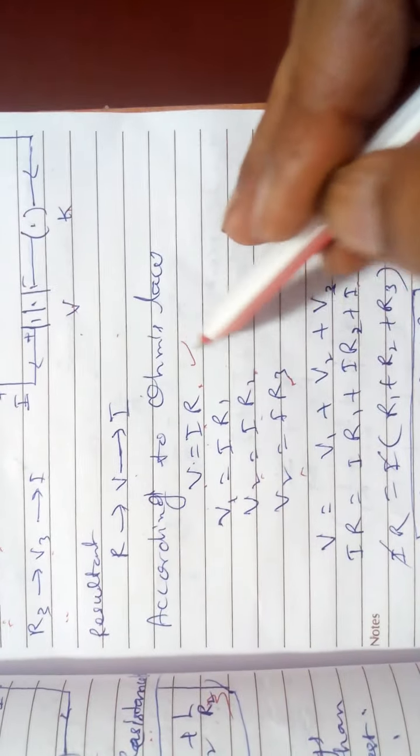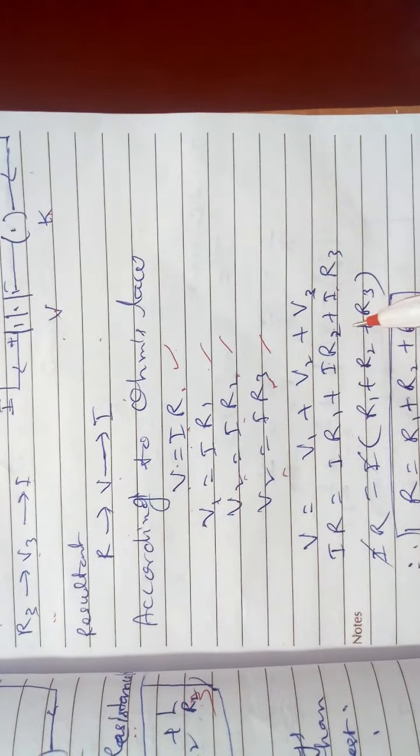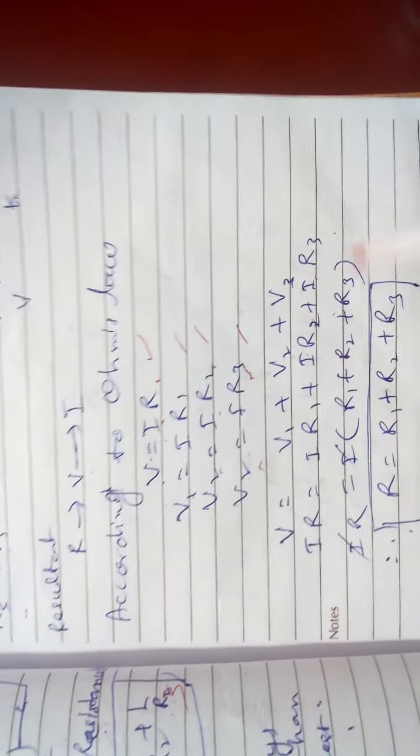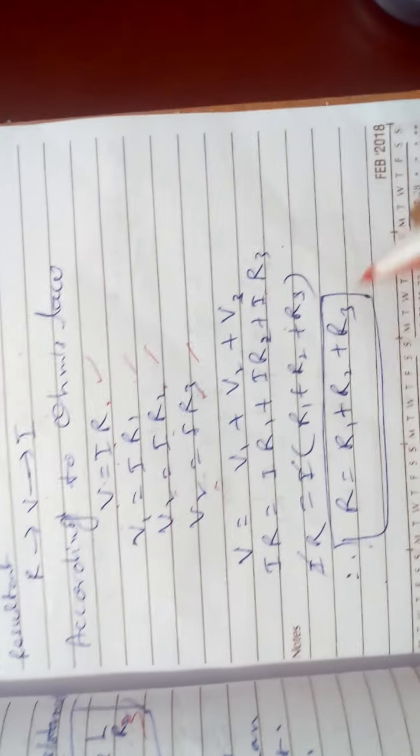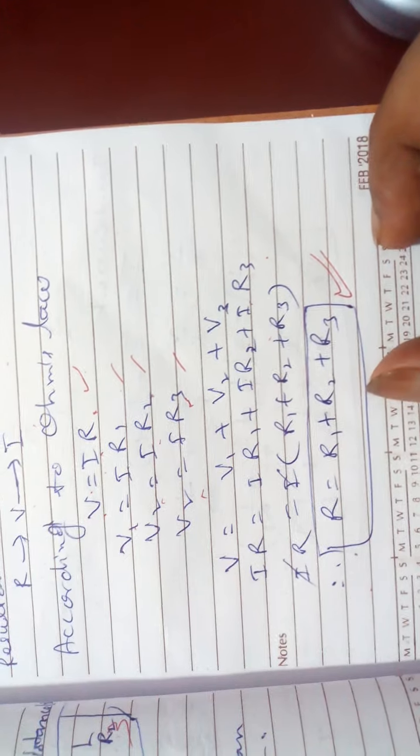Put the values from these. You get IR equal to IR1 plus IR2 plus IR3. I is common and cancels. This is the formula of resultant resistance for the series combination, which I told you in the beginning. You see the same thing here.